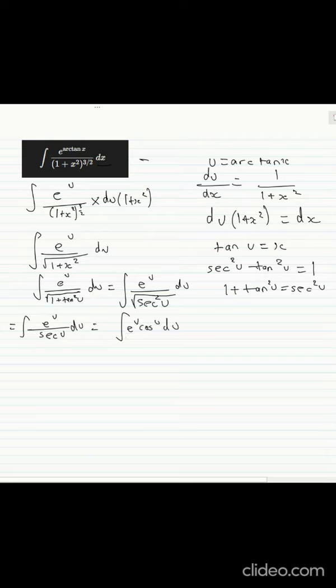Now, as you notice, we're still not done. So we have to continue by doing integration by parts. So we use the LIATE rule, and hence we know the thing that we differentiate would be cos u, u dash would be minus sine u, v dash as e to the u, v would be e to the u.